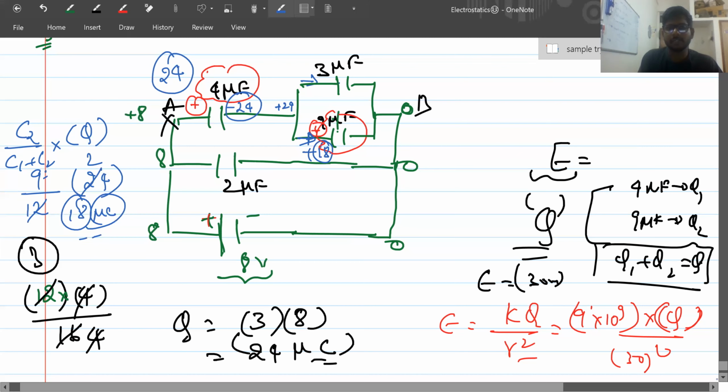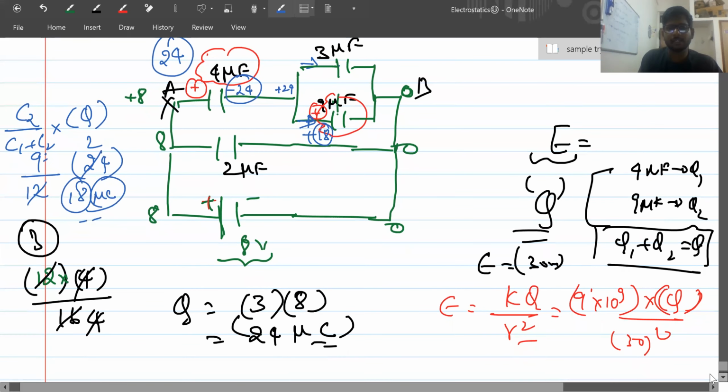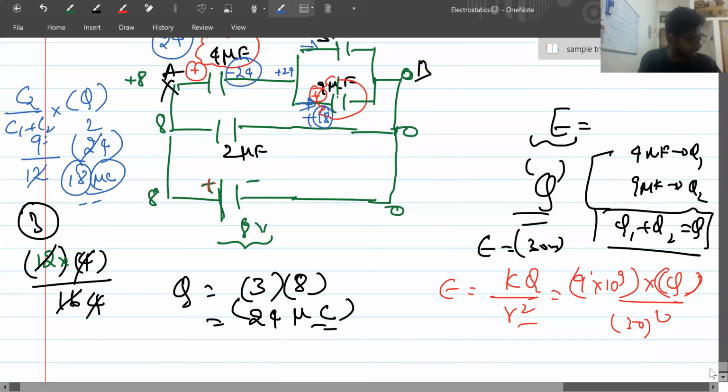So the answer will be: the question asks for 9 and 4. On the 4 microfarad capacitor, the charge is 24 microcoulombs, so Q1 is 24, plus on the 9 microfarad, that will be 18. Total charge will be 24 plus 18, which is 42 microcoulombs.